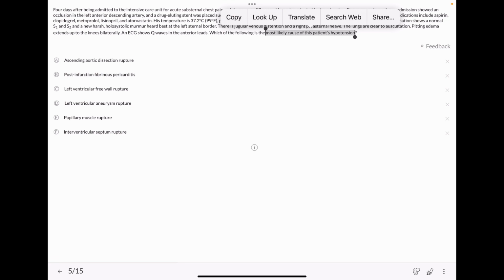So is it ascending aortic dissection rupture, post-infarction fibrinous pericarditis? Is it left ventricular free wall rupture, which causes tamponade? Probably. Left ventricular aneurysm rupture? Probably. Papillary muscle rupture leads to mitral regurgitation. So would it really cause that? Let's see. Or interventricular septum rupture, which causes a VSD.